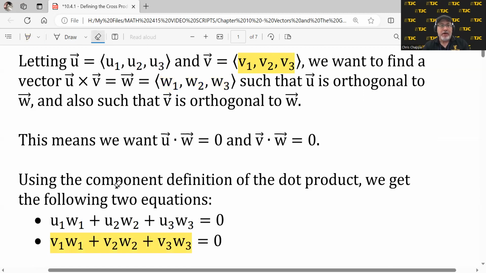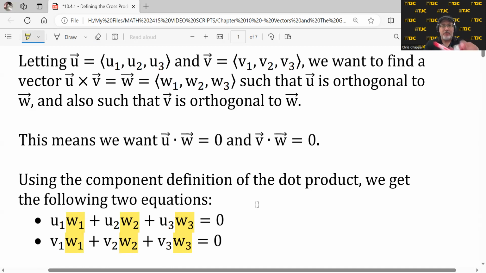All right, now we have a slight problem here. We're trying to find three components of the cross product, which are currently labeled W1, W2, and W3. But we only have two equations, and we have three unknowns. We're assuming we know the U's and the V's. We don't have enough equations to uniquely solve for W1, W2, and W3.